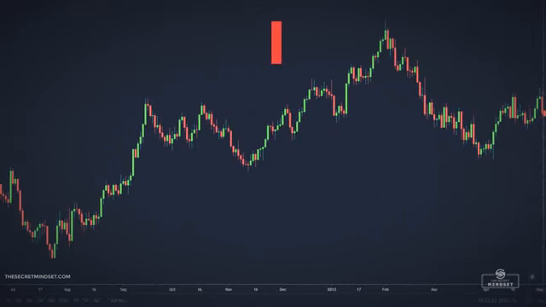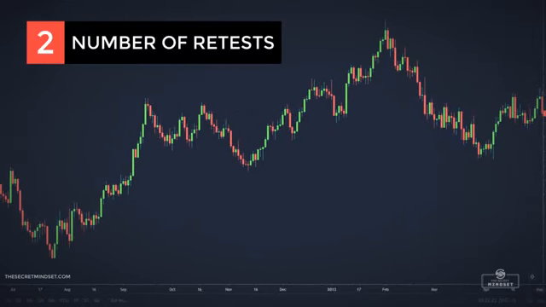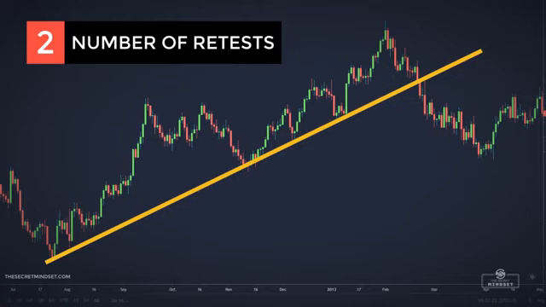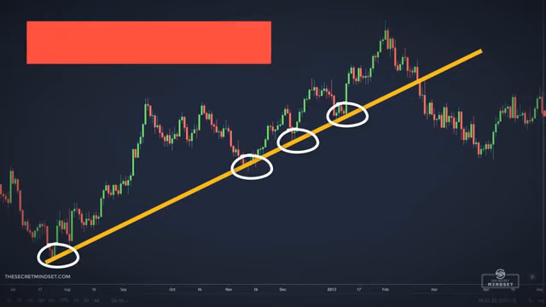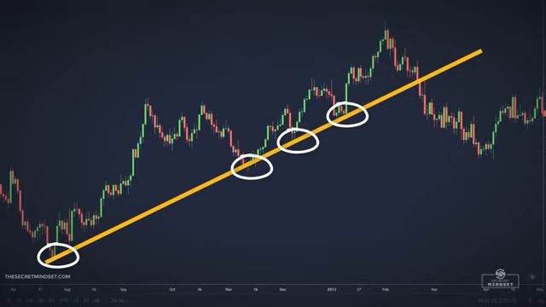Also, a trend line is more important if it has been retested many times. That's why a trend line acts like a dynamic area of support or resistance. Each line retest contributes to the importance of support and resistance.